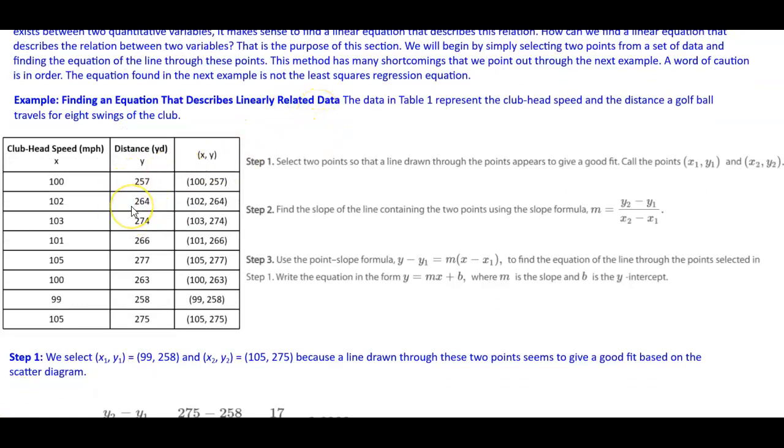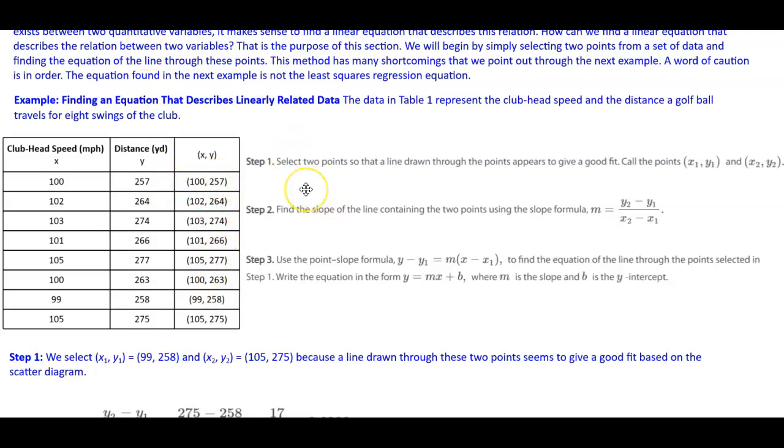Now, the data in this table represent the club head speed and the distance a golf ball travels for 8 swings of the club. If you notice here, the first column is the club head speed, which is the x explanatory variable, and you have your distance, which is the y. And then we created a third column with an ordered pair. So the ordered pair for the first one is 100, 257, and so on.